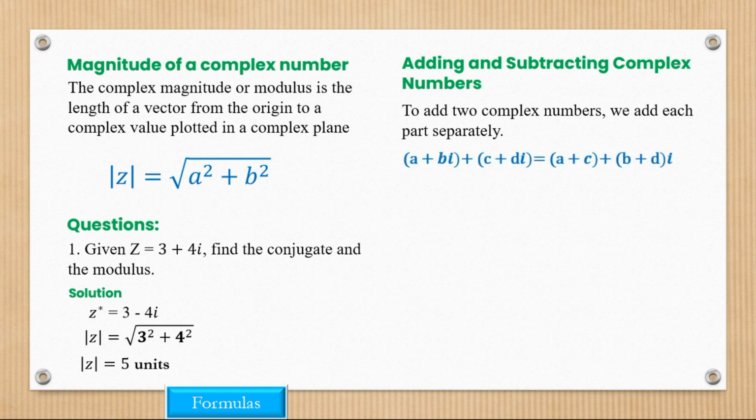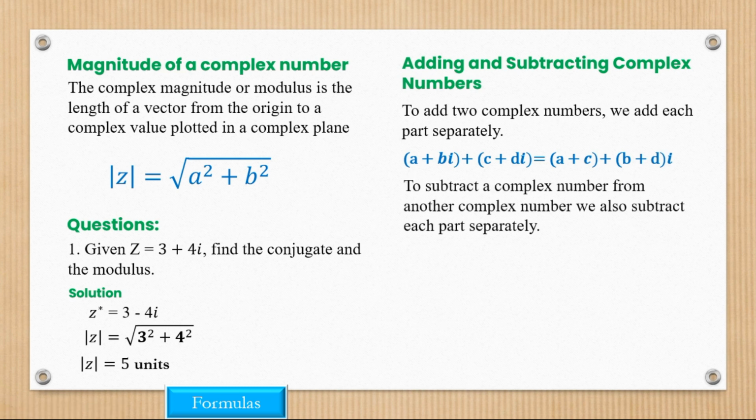So if we have this example, if we have this complex number a plus bi adding c plus di, we can see that we add the real parts. So the real part here is this, then the real part here is that. So we have a plus c, plus, then we have this adding that, b plus d with the i outside. And that's how we add complex numbers.